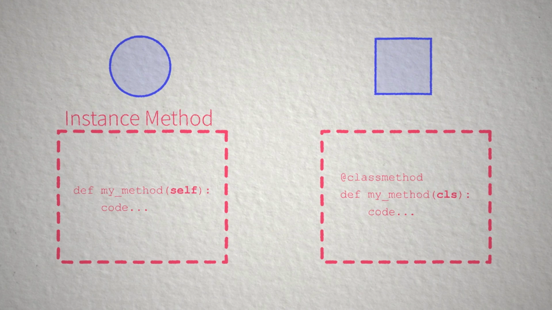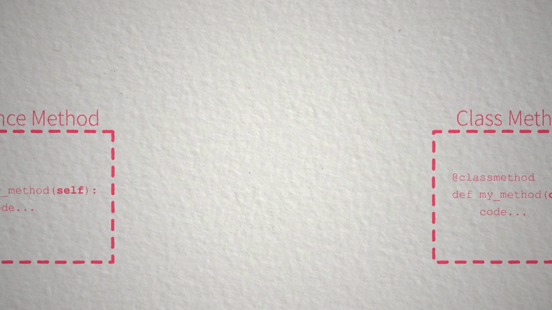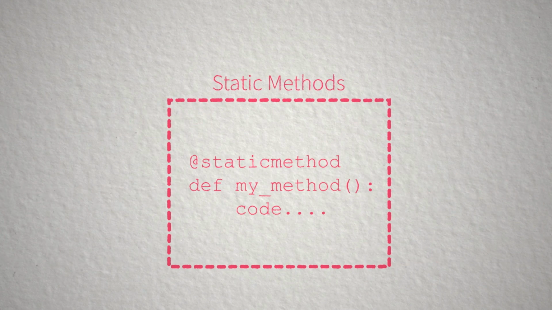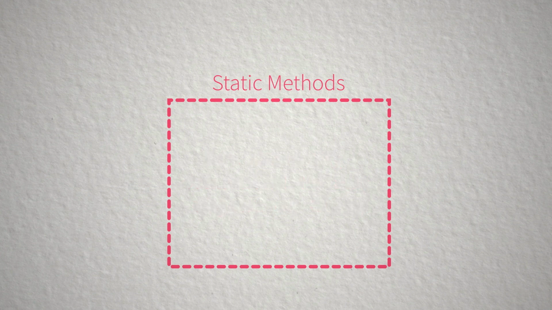Instance methods and class methods both pass in parameters automatically. Static methods do not pass in any parameter automatically. The purpose of a static method is to perform a specific action that relates to the class in some way, but does not depend on any attributes or methods of the class.